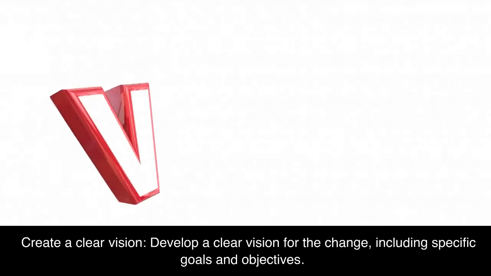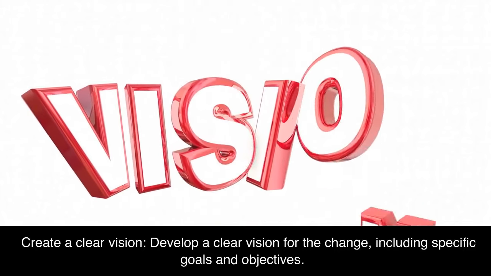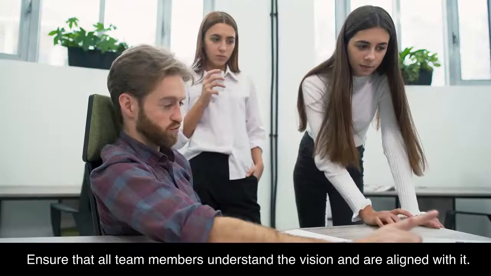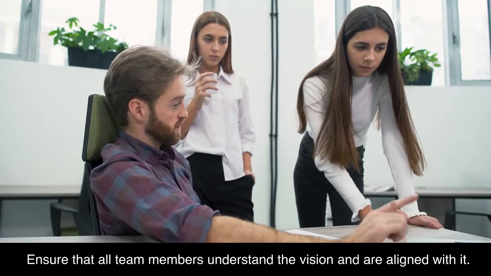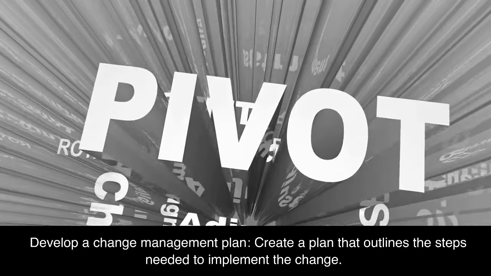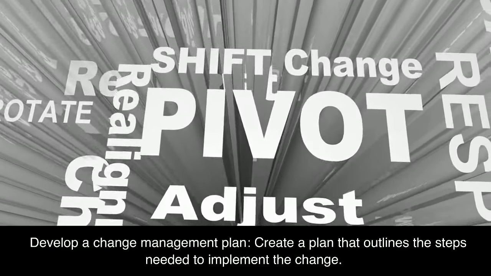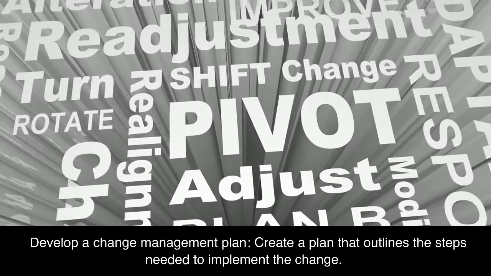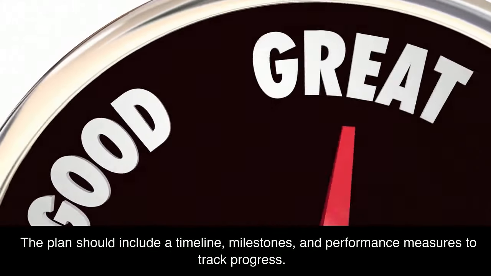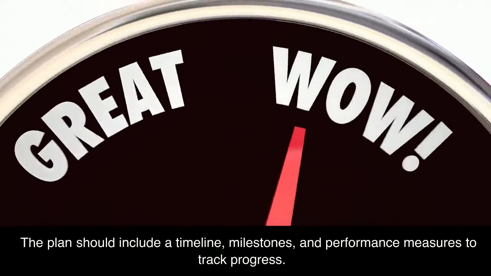2. Create a clear vision. Develop a clear vision for the change, including specific goals and objectives. Ensure that all team members understand the vision and are aligned with it. 3. Develop a change management plan. Create a plan that outlines the steps needed to implement the change. The plan should include a timeline, milestones, and performance measures to track progress.